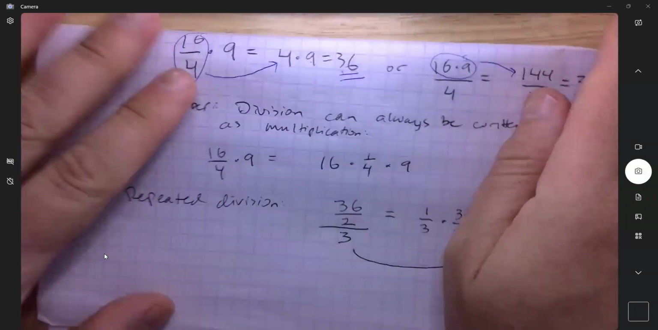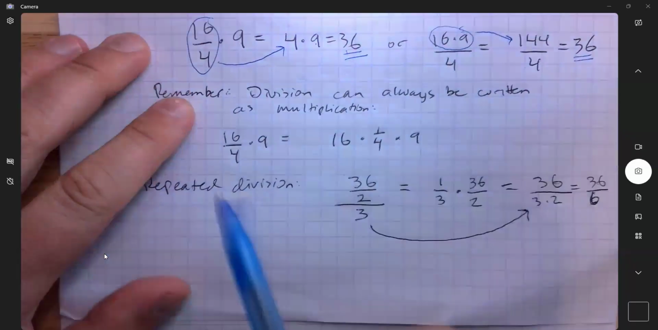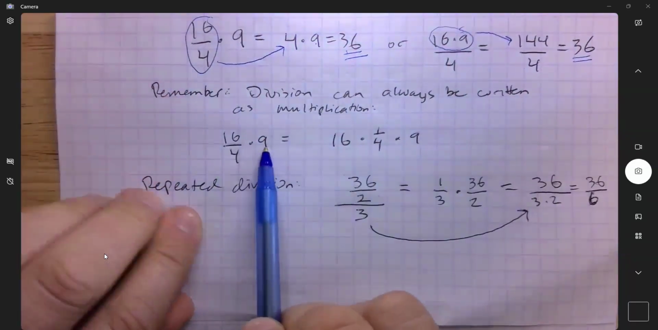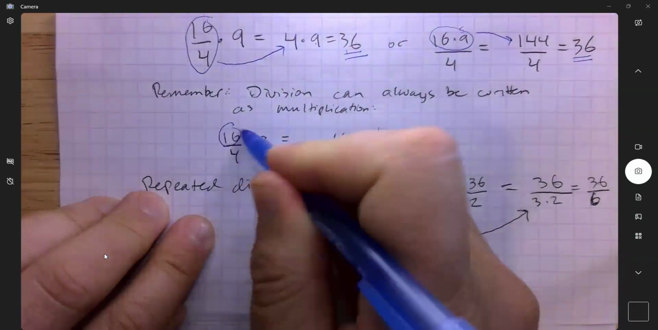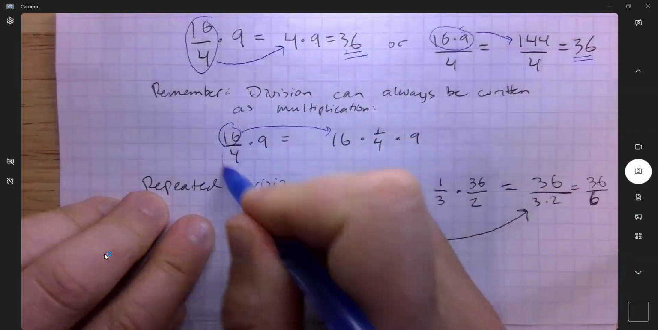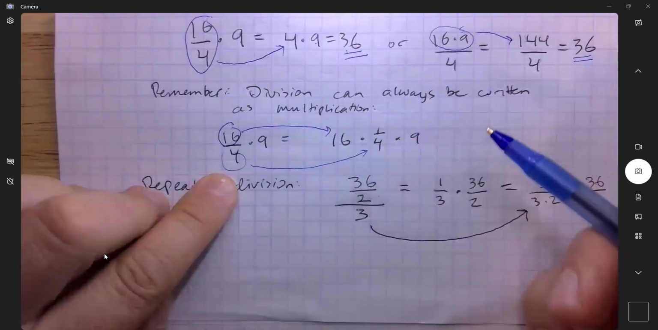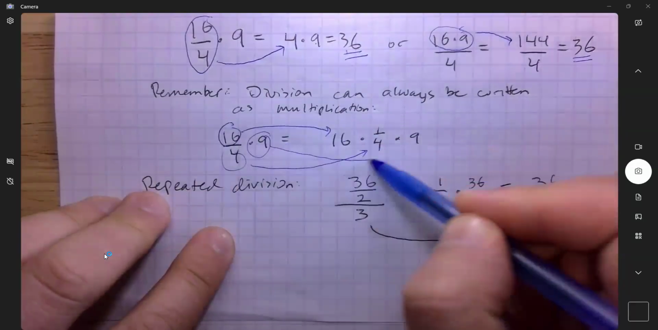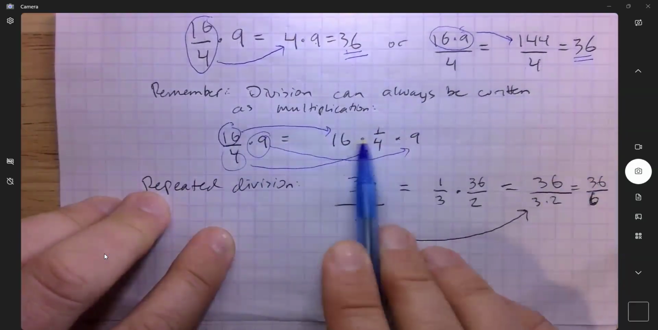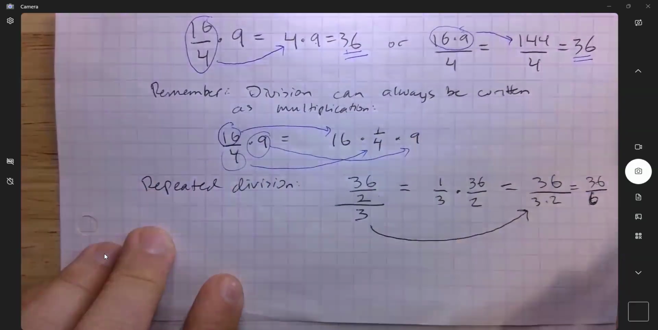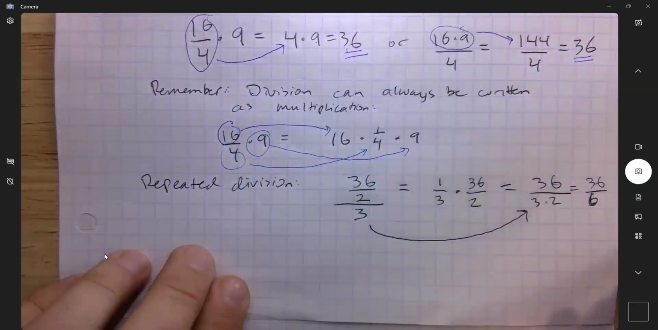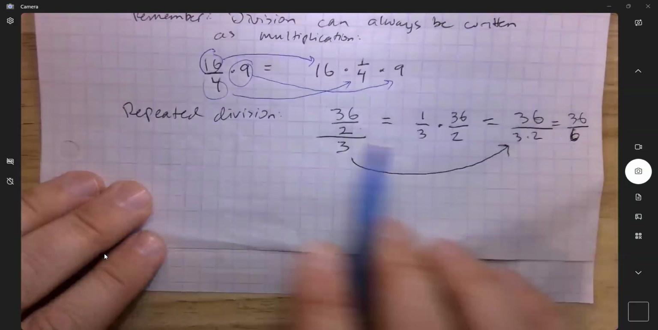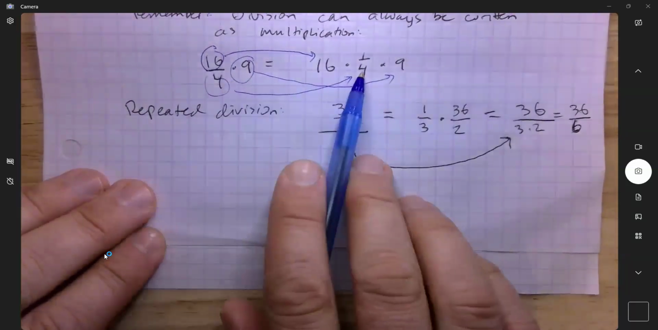I can also think of division. Division can always be written as multiplication. 16 divided by 4 times 9, I can write as 16 times 1/4, because that 4 is in the denominator, it's in the bottom, times 9. And now all of a sudden I have all multiplication, so it makes a lot of sense just to work left to right. This actually is a really useful way to think about it.